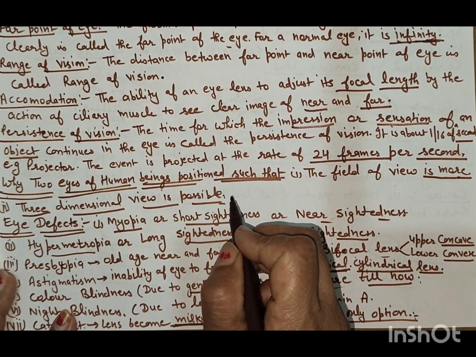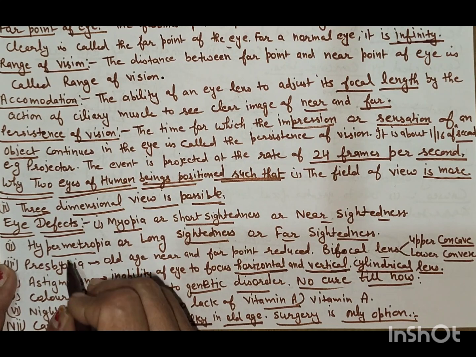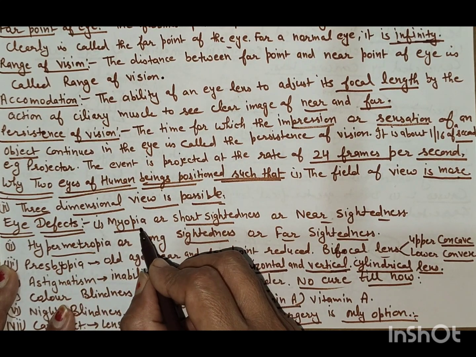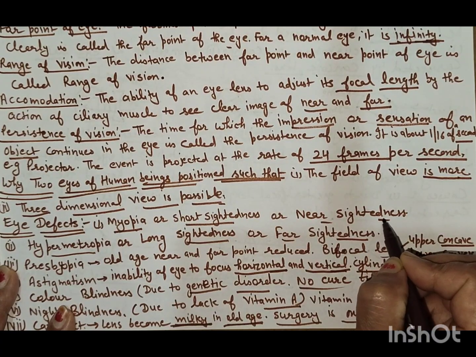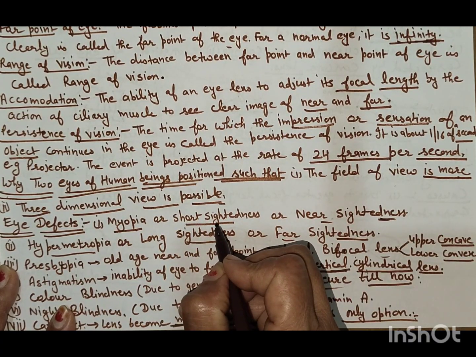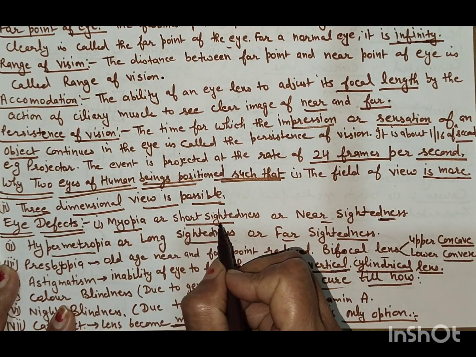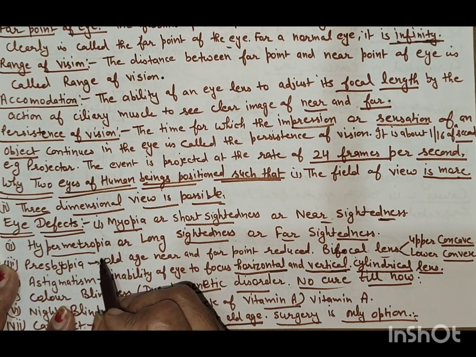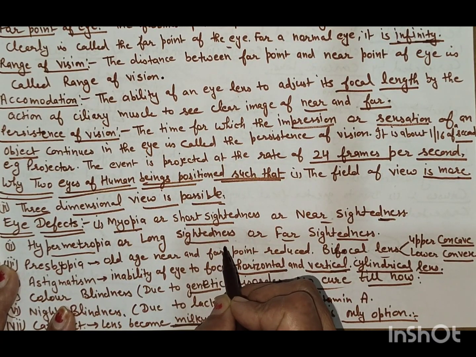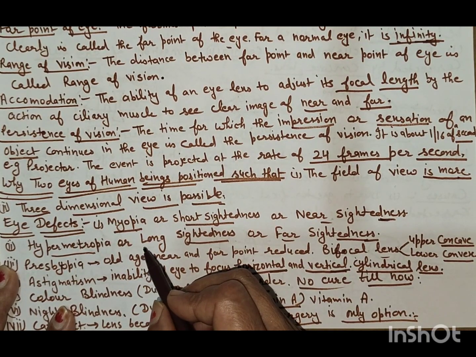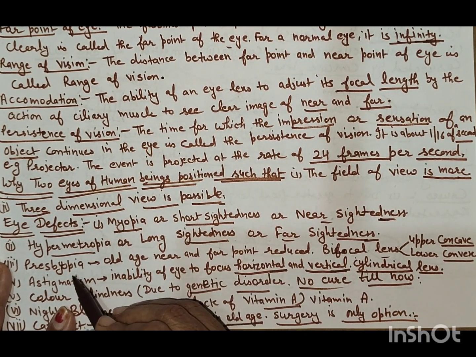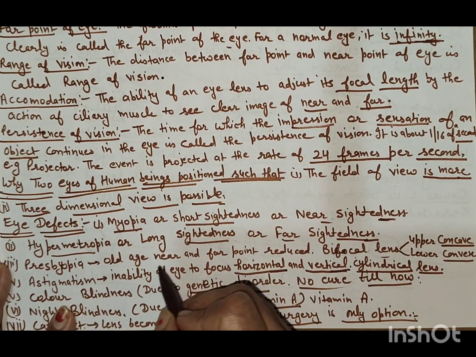Now, eye defects. Here are the different types of eye defects. First is myopia, or short-sightedness or near-sightedness, in which we can see only near points, at a short distance. Hypermetropia, or long-sightedness or far-sightedness. In this, a person can see at a long distance. Presbyopia, it is the old age defect.